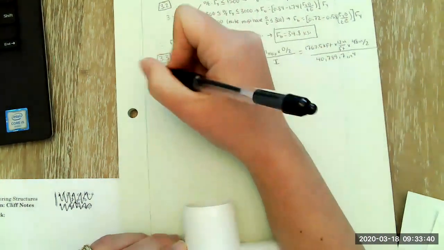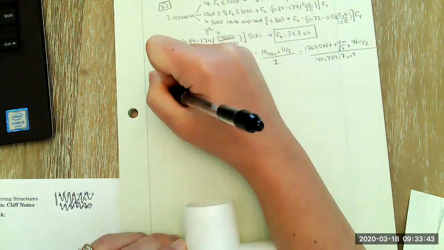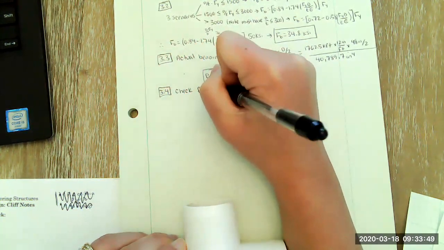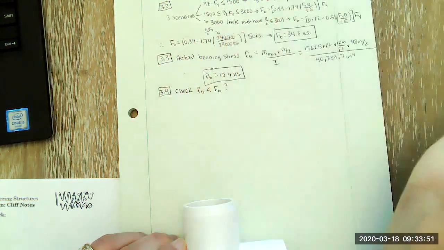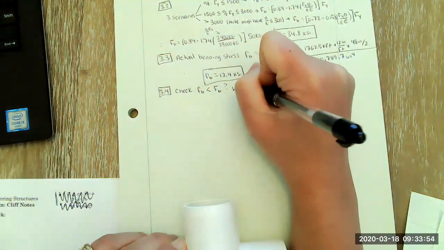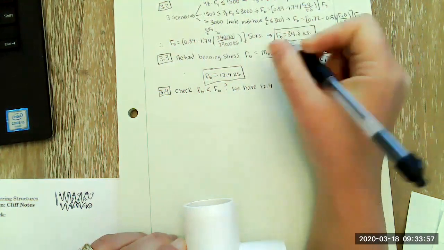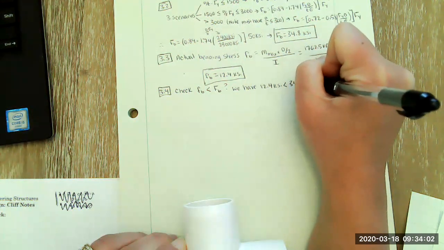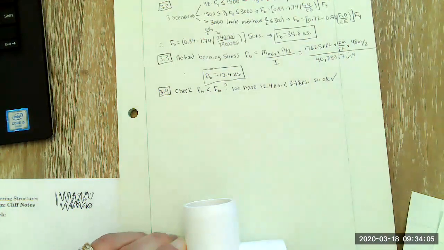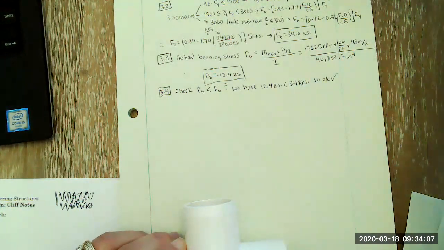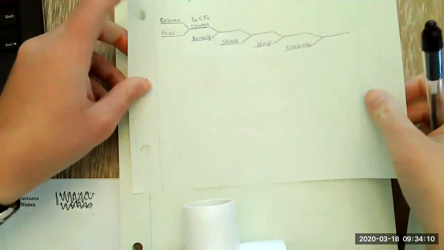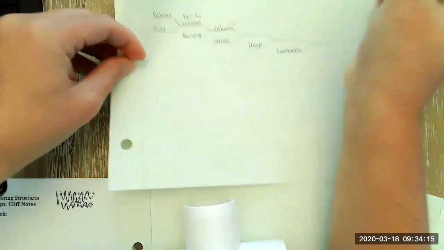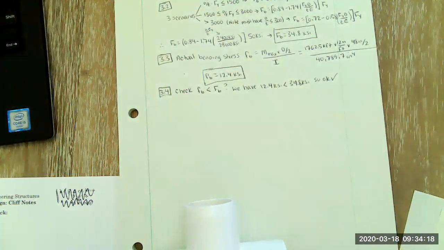All right, the last step for bending, 3.4, is to check if your actual bending stress is less than your allowable. We have 12.4 KSI, which is less than 34.8 KSI. So, okay, we can put a big check mark here. If you want to, you can go back to the beginning here and we can move our column right along because we passed our bending check.